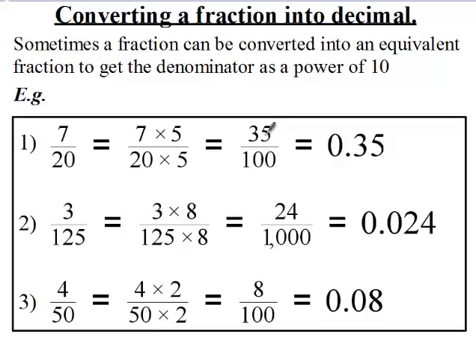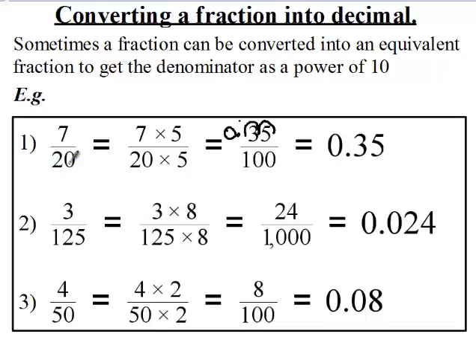Now let's write this as a decimal. We move it 2 zeros, so twice to the back. 1, 2. Our decimal point comes here. Then 0. So the value becomes 0.35. Let's look at the other one.